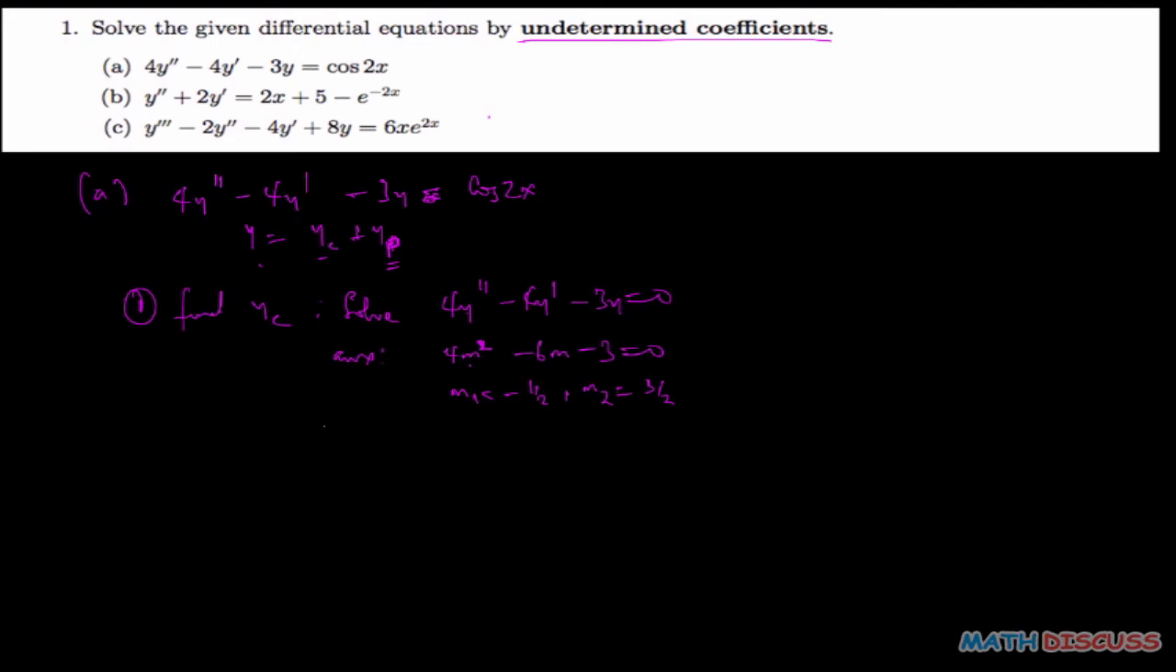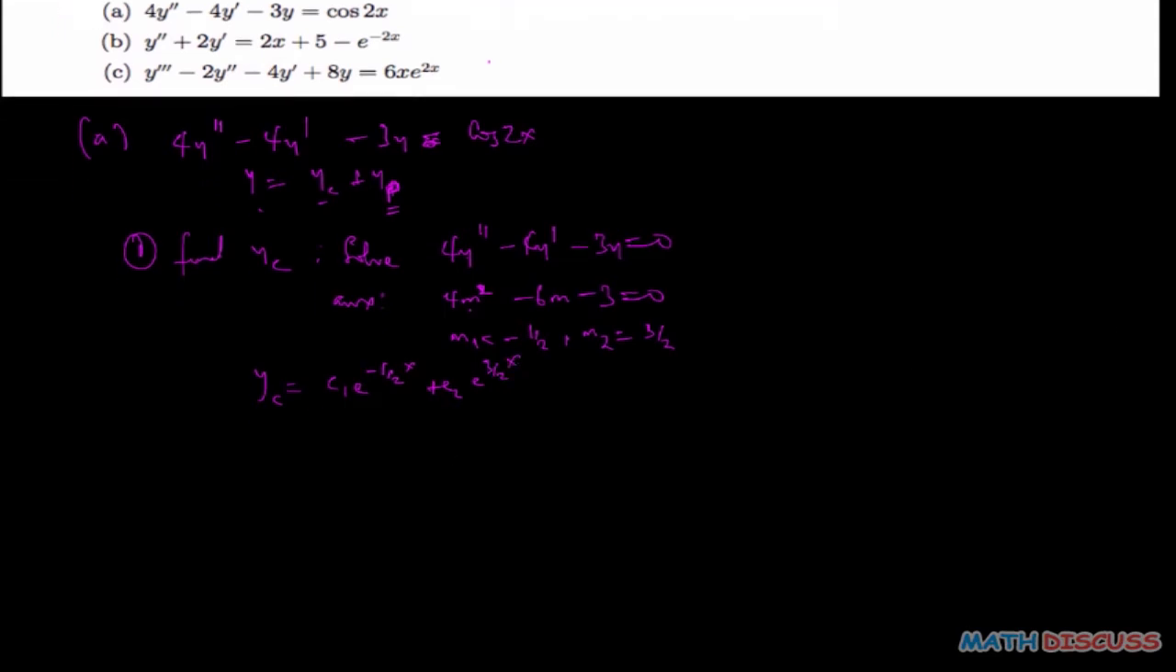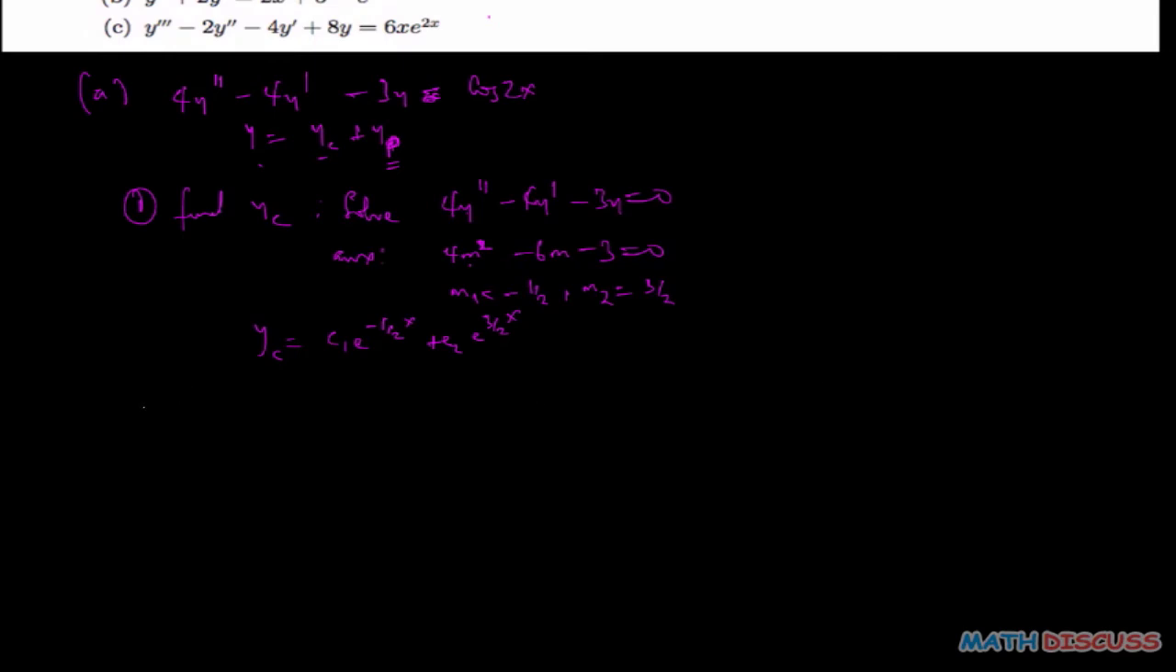Since these two are distinct, that implies that our yc is going to be of the form c1 e to the power negative 1/2 x plus c2 e to the power 3 over 2 x. So this is our yc. The next thing is we want to find yp. How then do we find yp? To find yp using the method of undetermined coefficients, actually the superposition approach, we need an assumed form for the particular solution.